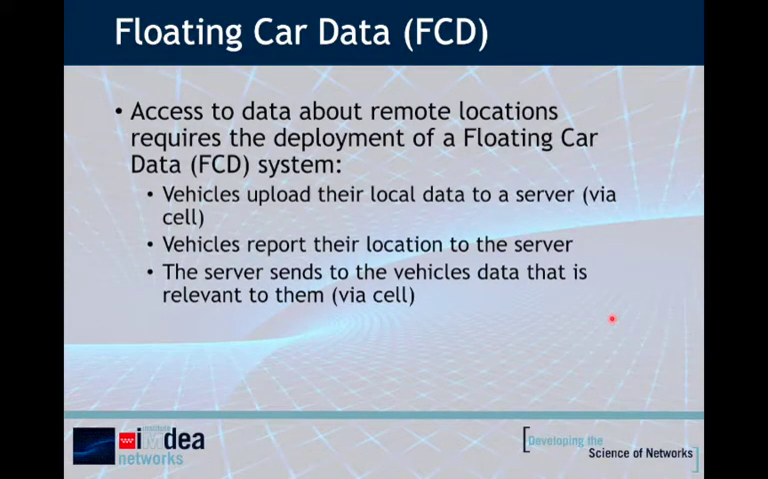In order to have access to this remote data, it requires that they put in place some system that provides access to this remote data. This data that is going to be floating over the whole map of vehicles, or the whole cloud of vehicles, is what we call a floating car data system, and the data that is transferred from these vehicles is what we call floating car data, or FCD.